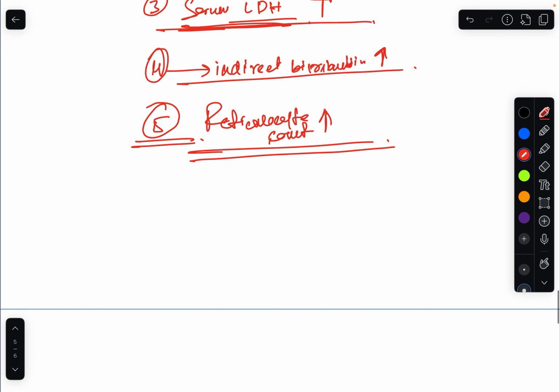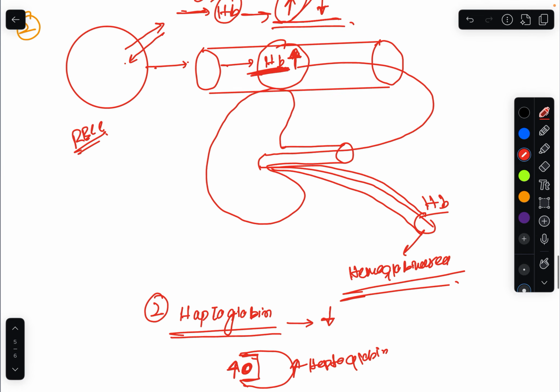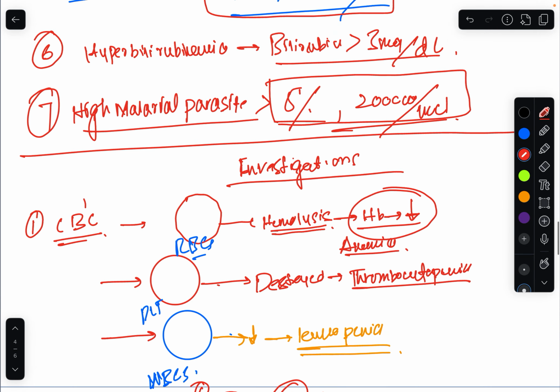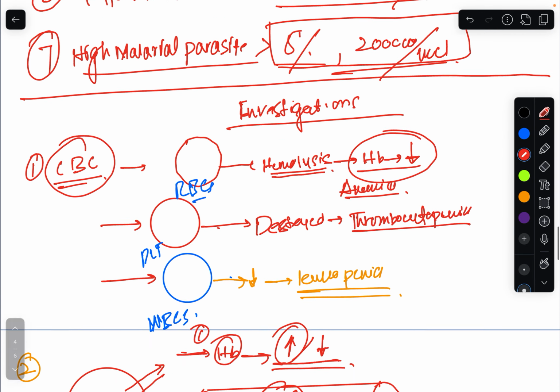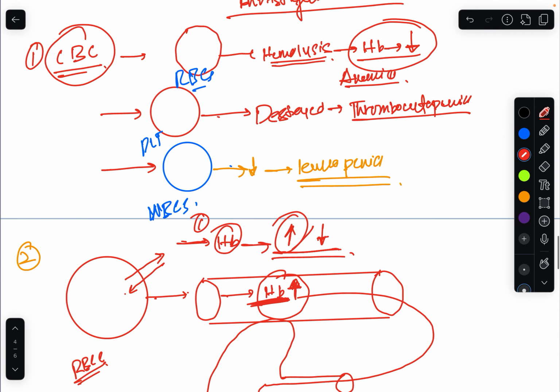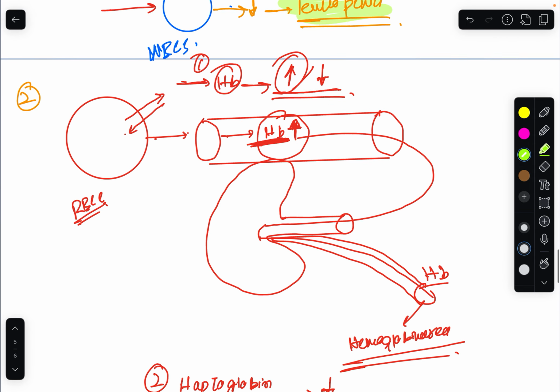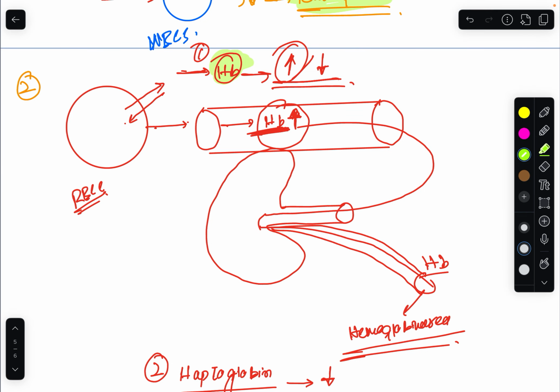One of the features I told you in severe malaria was hypoglycemia. So how do we know that there is hypoglycemia in the blood? Obviously, we would measure blood sugar. So third investigation, so we are dividing the investigations into groups. First one was CBC, in which you can see anemia, thrombocytopenia, and leukopenia. Then hemoglobin.